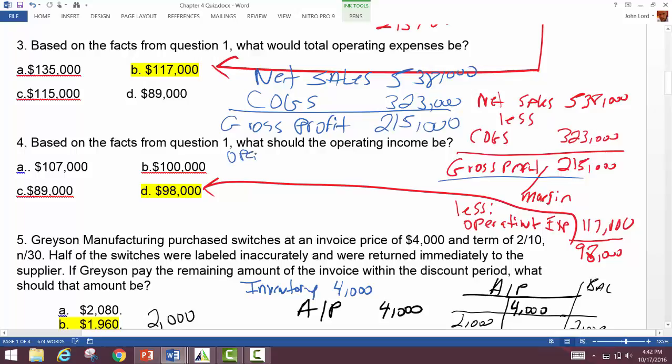Operating expenses, it's right there. I'm just writing the same thing again. Operating expenses of 117,000 gives me operating income of 98,000. If you're having deja vu, you're not seeing double. I'm writing up here the same thing again, but now I want to see how I can get my net income. How about net income?